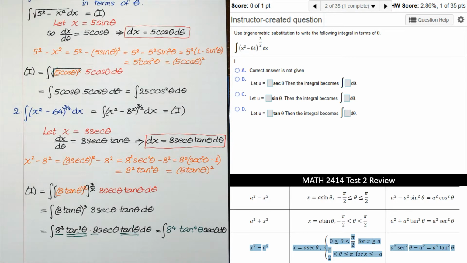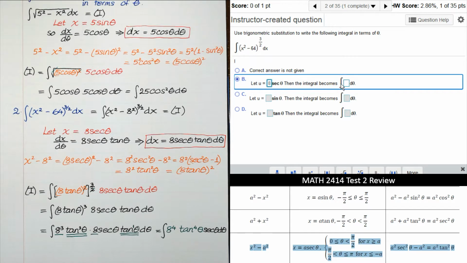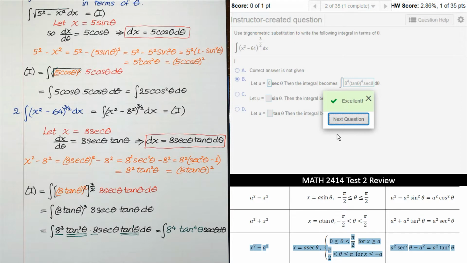Right. So we will use the secant substitution with 8. And then we can just type 8 to the 4th power. And the tangent to the 4th, if we're not sure about it, we can always type tangent of theta to the 4th power, and then secant of theta. So MATLAB will take a bunch of different answers as long as they're equivalent. It should be fine. Like I said, don't even need to simplify it. Still works. Right, next one.